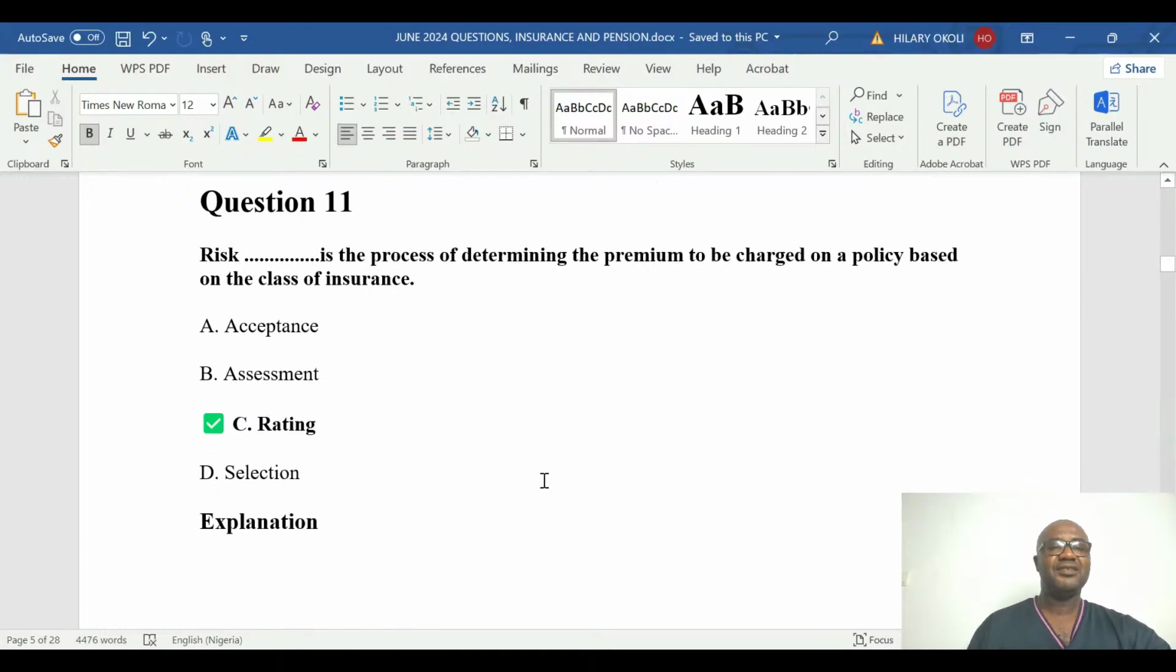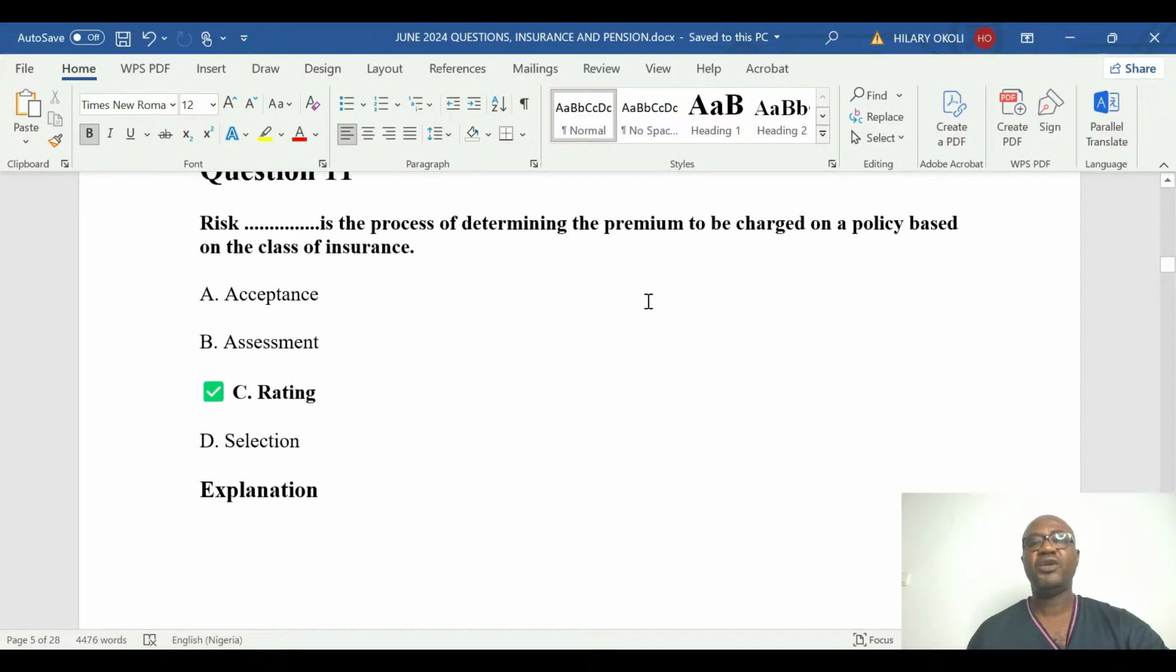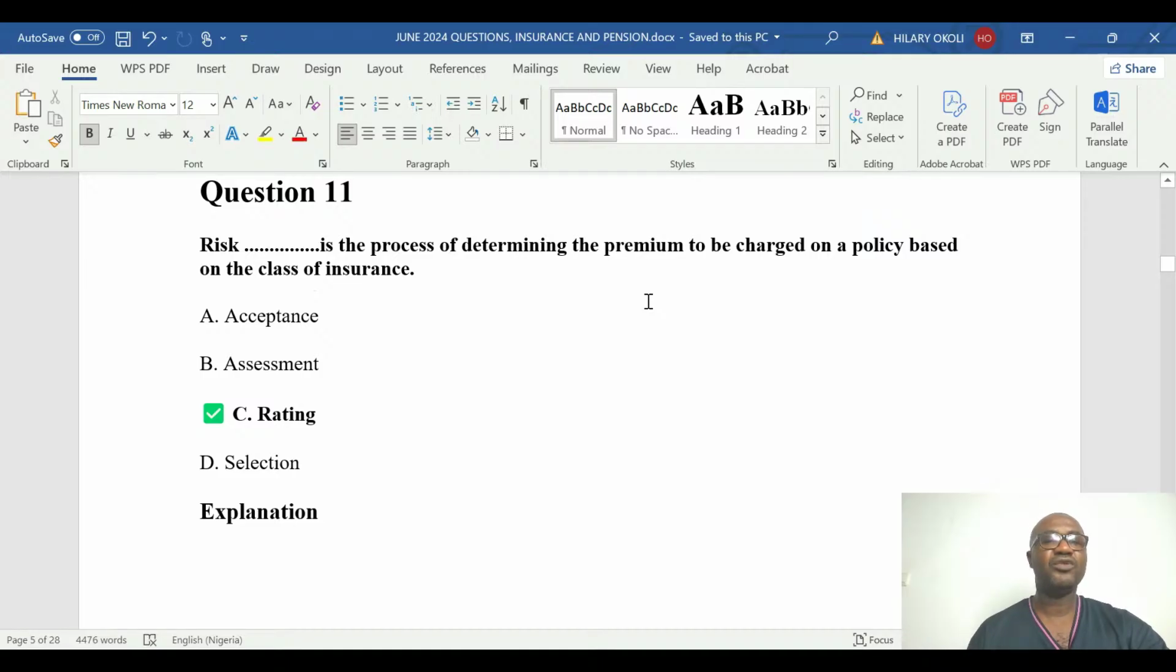Next, risk dash is a process of determining the premium to be charged on a policy based on the class of insurance. Rating is the answer. It is not acceptance, assessment or selection, it's rating, risk rating. You rate the risk so that you can present your charge, which is called premium, your fee on the policy based on the classification of the insurance. So risk rating is that process of determining the premium to be charged.